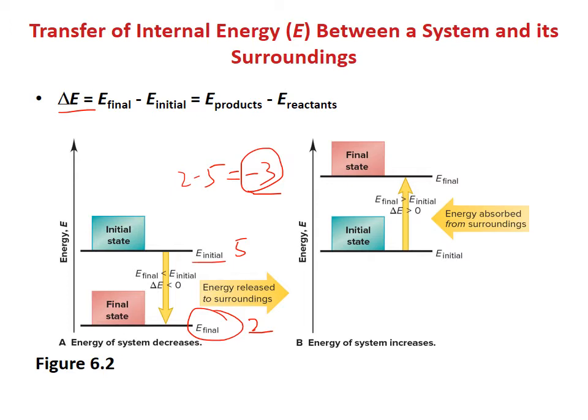On the right side, the final energy is higher than the initial energy. So for example, in this case, from 2 goes to 5. So we use 5 final minus initial. This gives you positive 3. So when energy of the system increases, the change delta E is positive. Where does the energy come from? Well, the energy comes from the surroundings. So when energy of the system increases, the system absorbs energy from the surroundings.